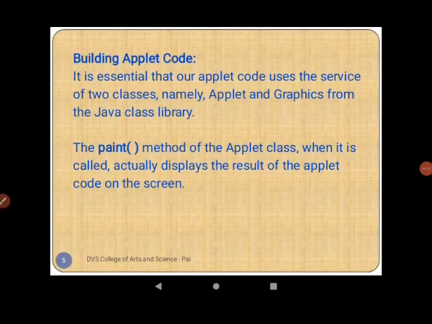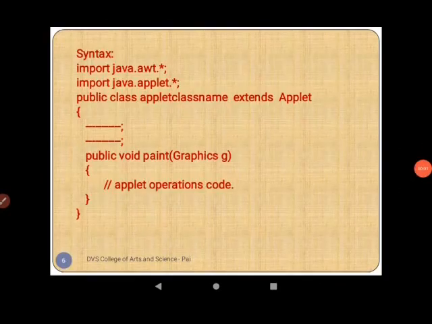Applet code uses the services of two classes, namely applet and graphics class from Java class library. The paint method of the applet class is used to display the result of the applet on the screen. Let us have a look at the syntax for an applet code. We will import two packages. One is java.awt.*. AWT stands for Abstract Window Toolkit. One more package is java.applet.*, which includes applet class.